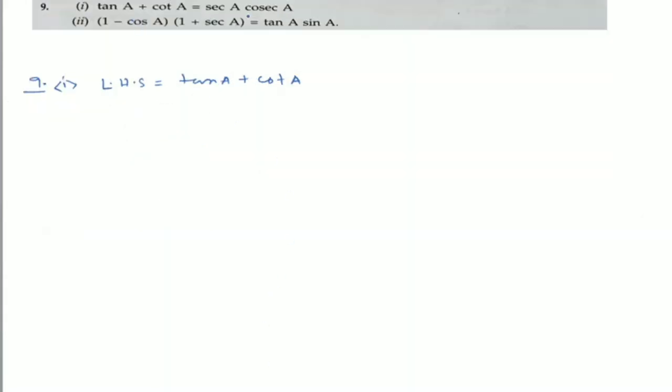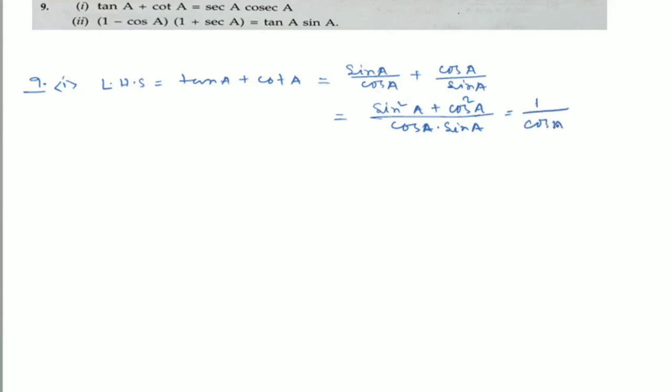The next problem is tan A plus cot A is equal to sec A into cosec A. So here I have already written it, left hand side is equal to tan A plus cot A. We can convert it as tan A means sin A by cos A, okay, and cot A will be cos A by sin A. So here cos A into sin A will be the LCM. So here we get sin square A plus cos square A. It is the identity and the value of it is 1, divided by cos A into sin A. Okay, we have to prove it sec A into cosec A. 1 by cos A means sec A and 1 by sin A means cosec A, which is equal to right hand side. Very easy problem.